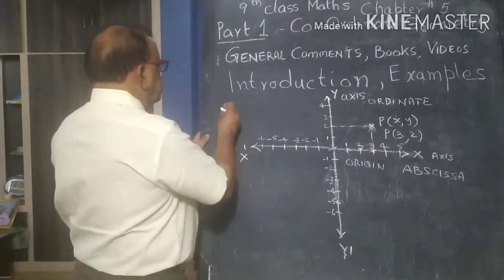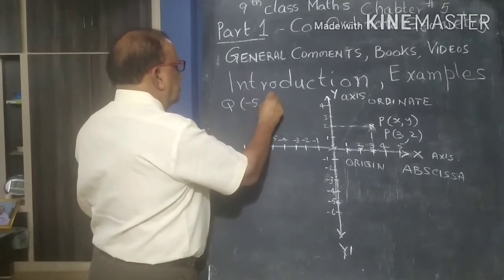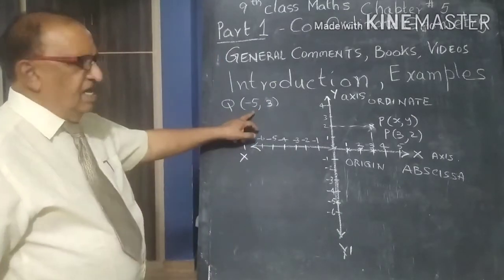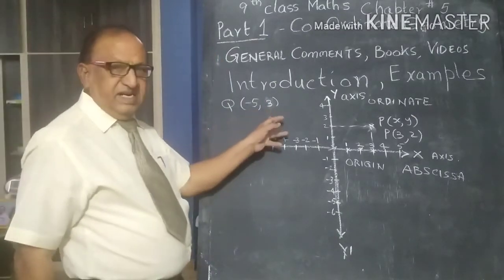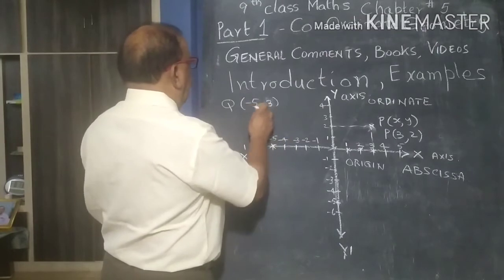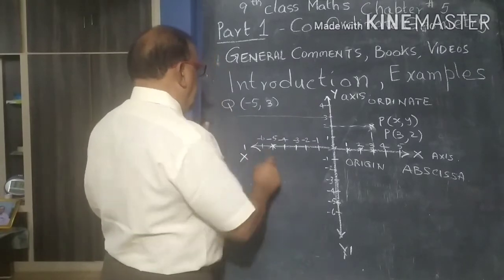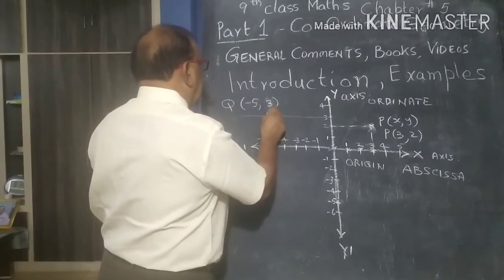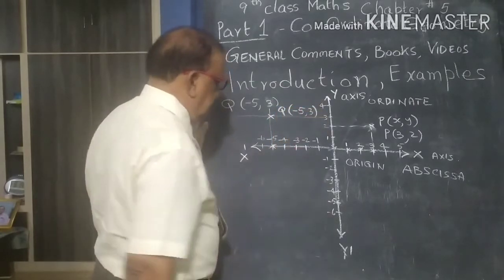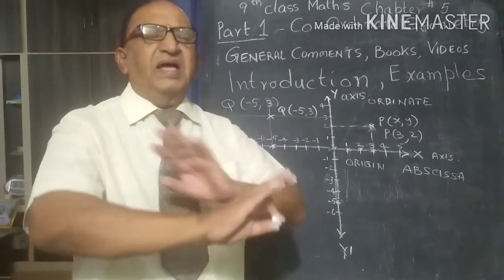Suppose I have, let's say, Q(-5, 3). That means the x-coordinate is minus 5 and the y-coordinate is 3. So x-coordinate 1, 2, 3, 4, 5 is this one, and y-coordinate 3 is this one. If you draw a line parallel to the x-axis like that, and a line parallel to the y-axis, this point is called Q, and this is (-5, 3). You see how, given the coordinates, the point is already decided.